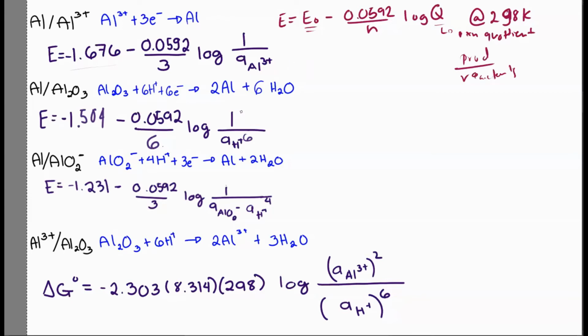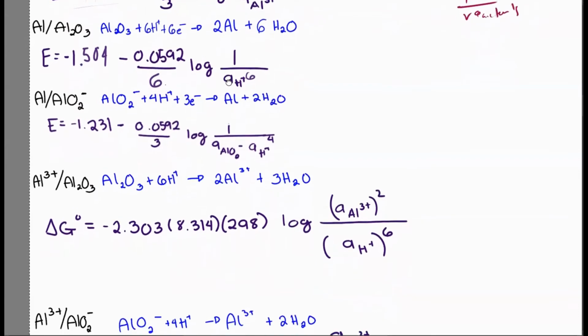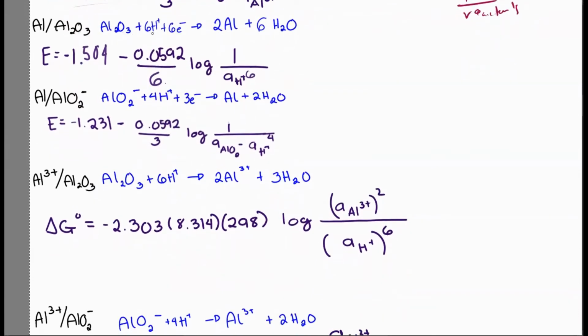So we do that for each of our expressions, going through them one by one. Al to Al2O3 is Al2O3 plus 6H plus 6 electrons to form 2Al plus 3H2O. E naught is equal to negative 1.504 minus 0.0592 over 6, since there are 6 electrons being transferred, times the logarithm of the products: 2 times Al, 1 raised to 2 is 1. H2O raised to 6, but its activity is 1 since it is a pure substance, over Al2O3 activity, which is 1, 6H plus, activity of H plus raised to 6, plus 6 electrons, activity of electrons is 1. We do that for each of our expressions, and we get the following.